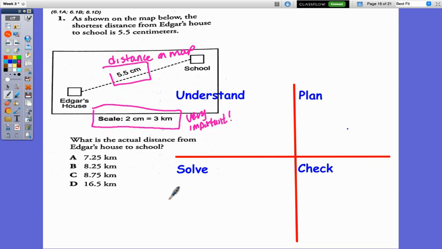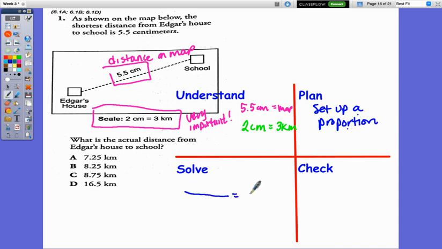So what do I understand? I understand that on the map, the distance is 5.5 centimeters. This is the map. I also understand that on the map, the scale is 2 centimeters equals 3 kilometers. So I need to come up with a plan. I'm going to set up a proportion because we use proportions all the time. So what am I going to do? I'm going to set up my proportion knowing that it's this.